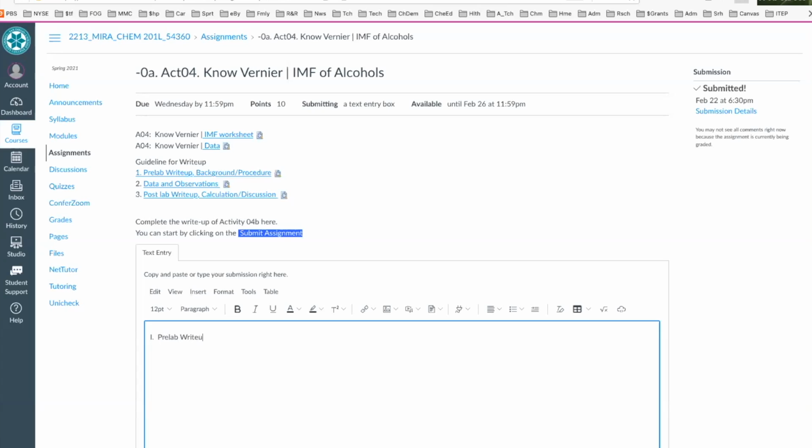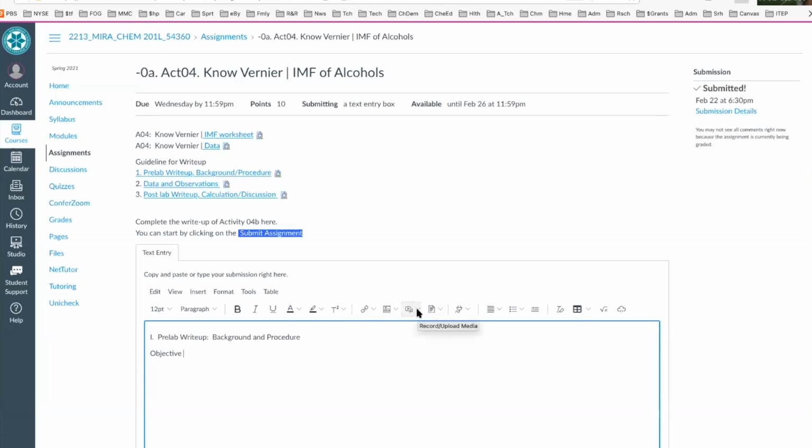write-up. It will be background and procedures. Okay, and then just kind of start objective. Or if you've already got it in Microsoft Word, just paste it right here. But this is where you guys are going to be putting it.